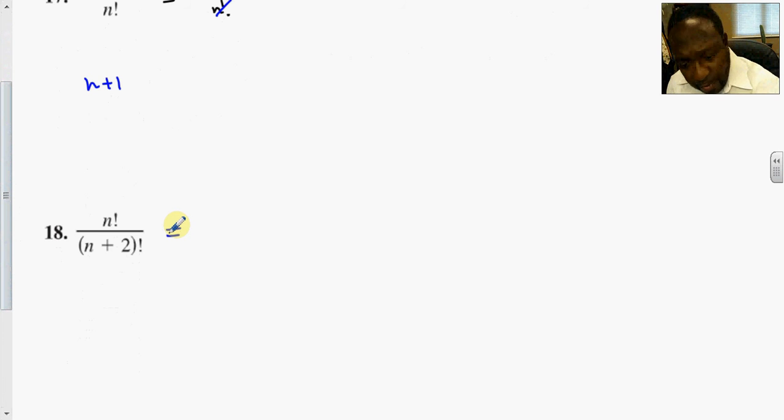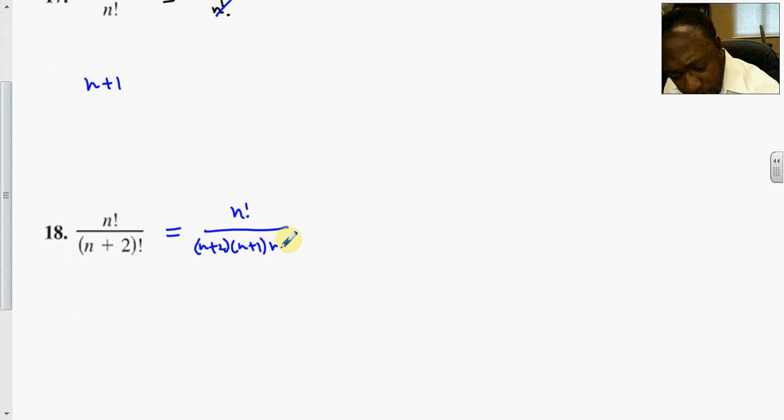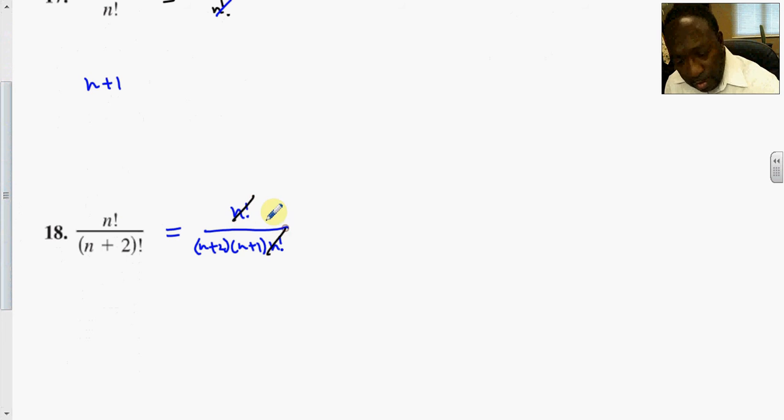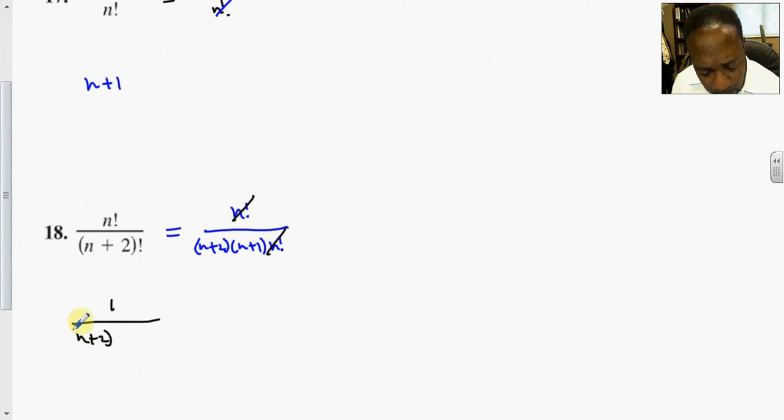This can be simplified as n factorial over n plus 2 times n plus 1 times n factorial. So the n factorials here cancel. We have left 1 over n plus 2 times n plus 1.